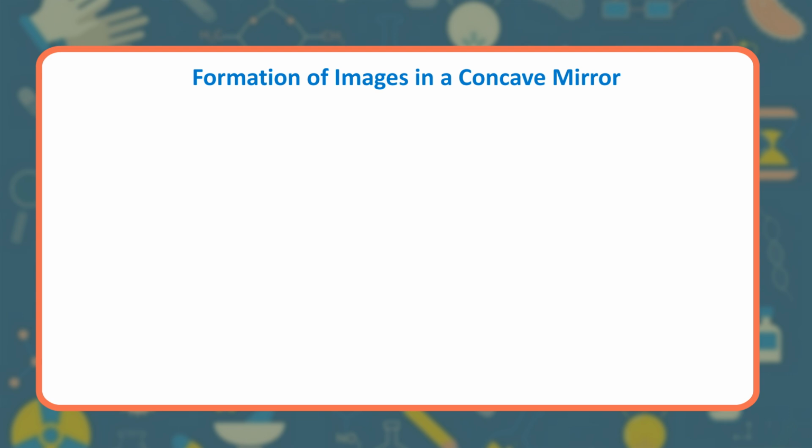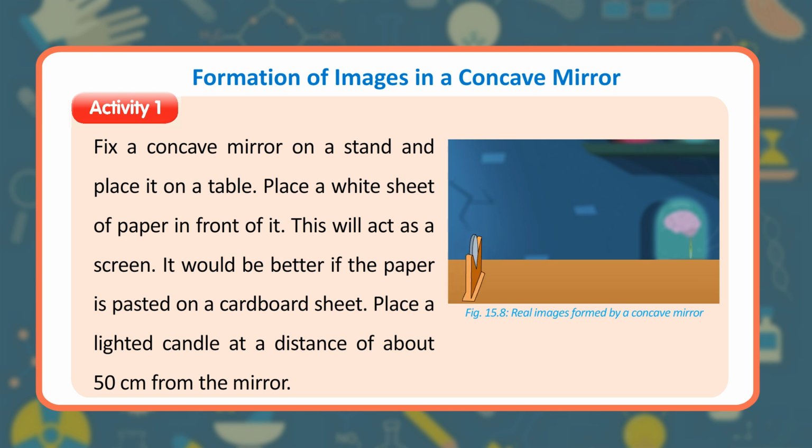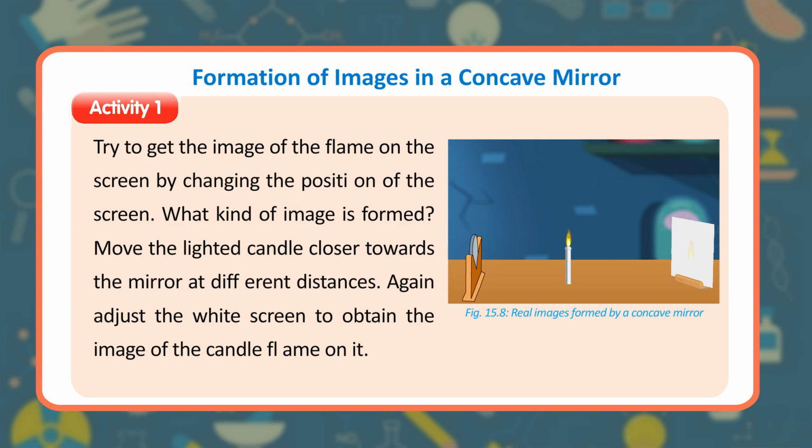Formation of images in a concave mirror. Activity. Fix a concave mirror on a stand and place it on a table. Place a white sheet of paper in front of it. This will act as a screen. It would be better if the paper is pasted on a cardboard sheet. Place a lighted candle at a distance of about 50 centimeters from the mirror. Try to get the image of the flame on the screen by changing the position of the screen.